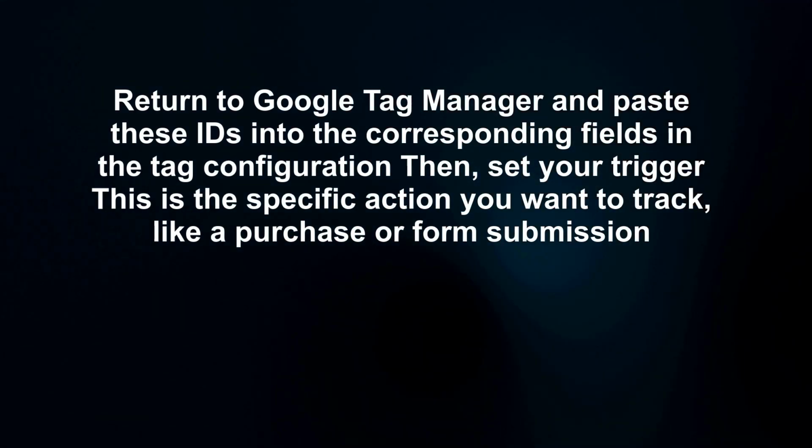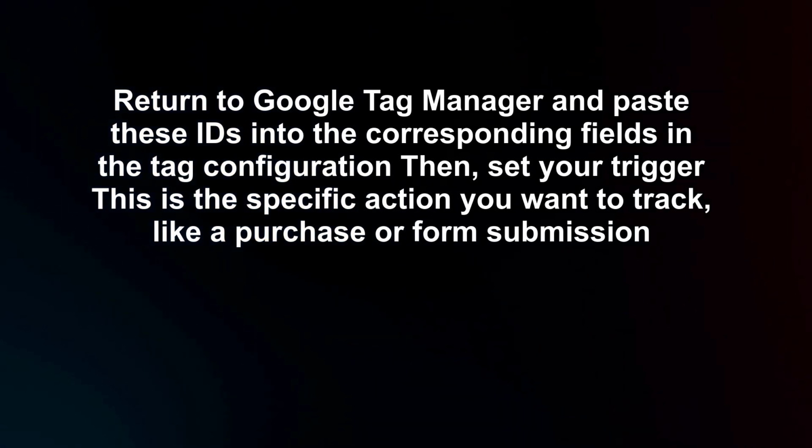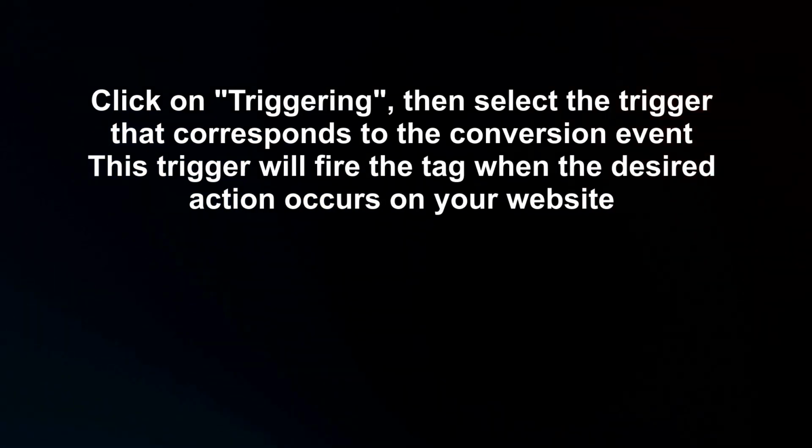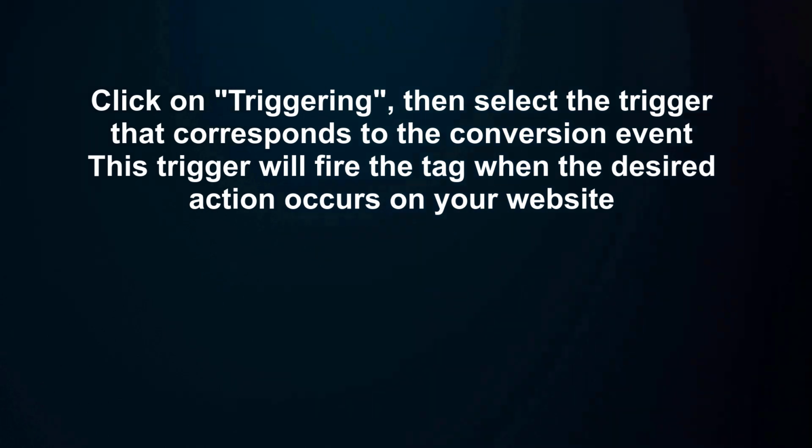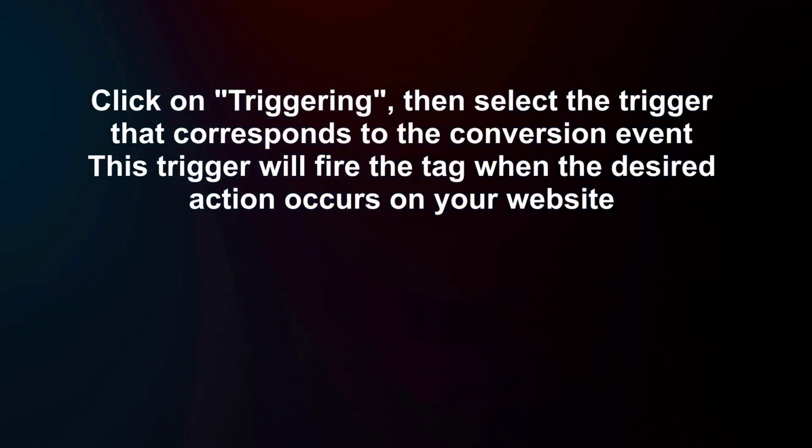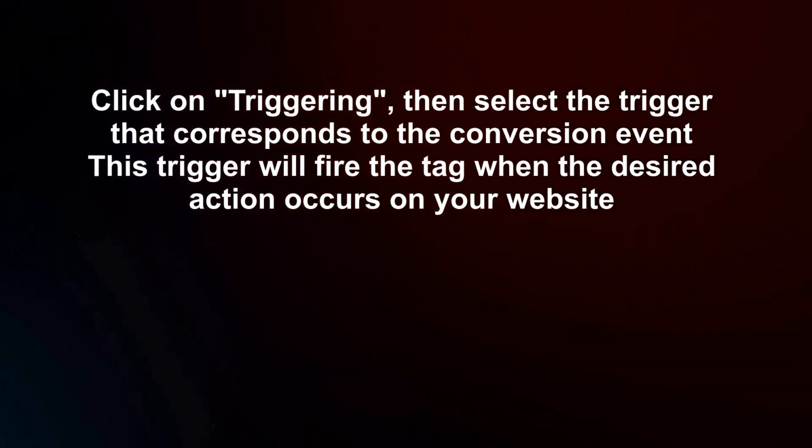This is the specific action you want to track, like a purchase or form submission. Click on Triggering, then select the trigger that corresponds to the conversion event. This trigger will fire the tag when the desired action occurs on your website.